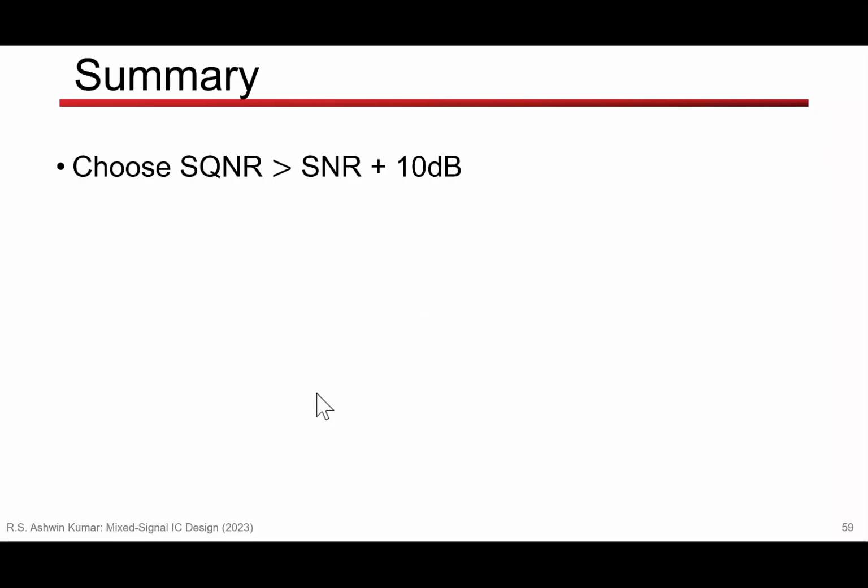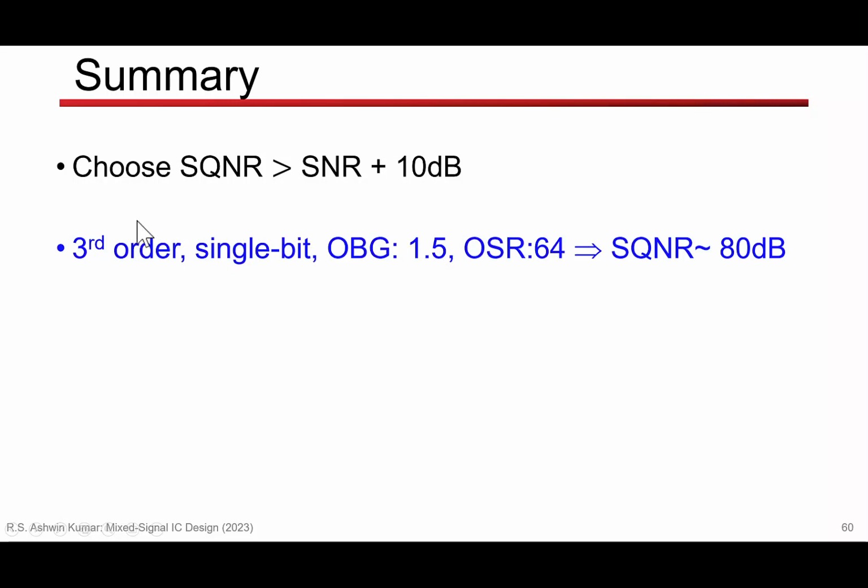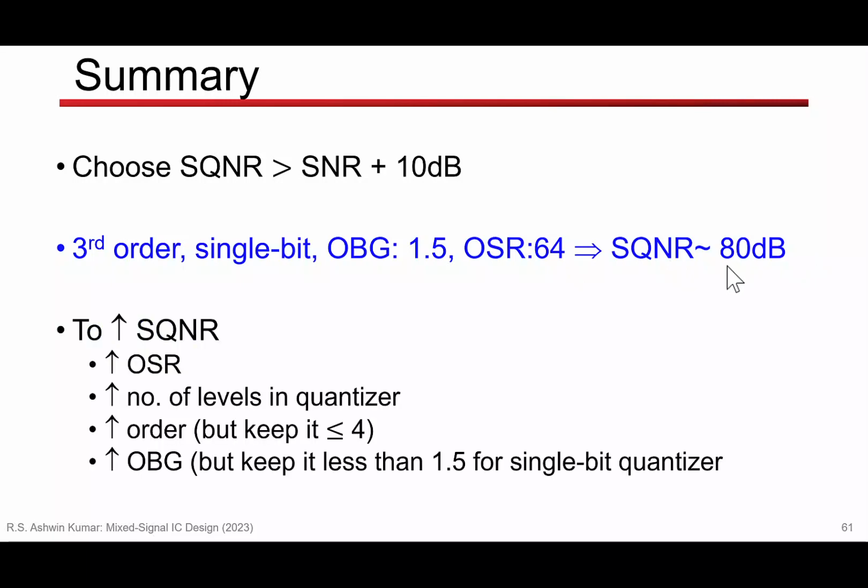To summarize, you choose your signal to quantization noise ratio, usually to be larger than your overall thermal noise limit. And of course you have to start with some choice. One thing to remember is this: if you have a third order with a single bit, OBG of 1.5 with 64 OSR, you can get around 80 dB of SQNR. From this we can tweak depending on your requirements.